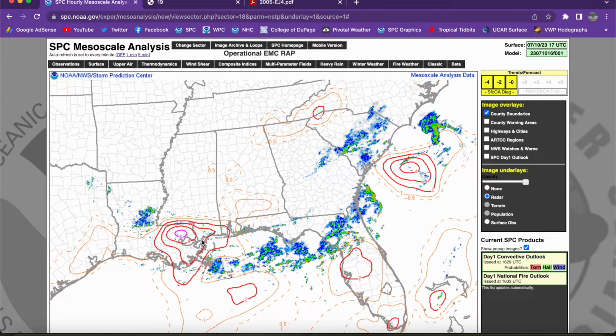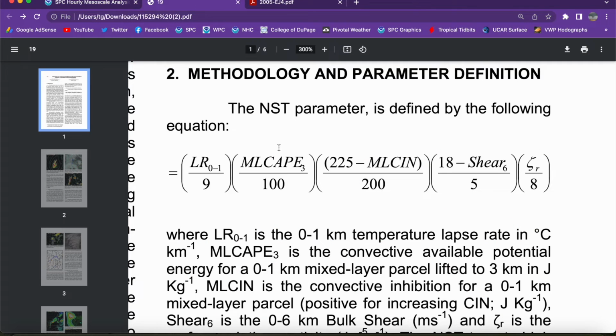Now, as we've talked about with composite parameters before, they don't tell us the whole story. They don't take into account the nuances of the environment. It's simply an equation that spits out some numbers, and it does not take into account the nuances of the environment. For example, you can have all those parameters of the non-supercell tornado parameter maxed out.